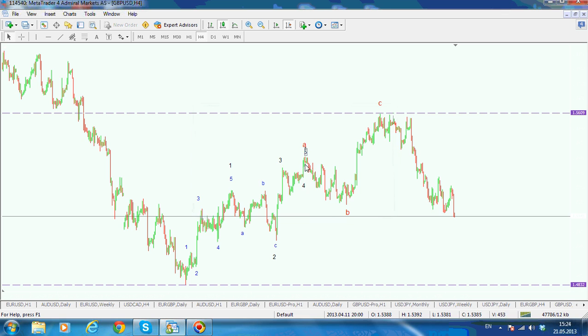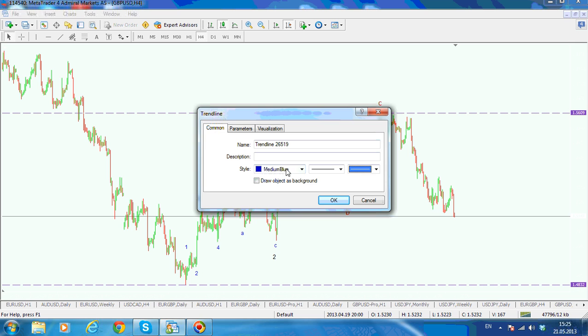This is being called a leading diagonal for wave A red, and the leading diagonal boundaries are this one. So this is the upper trend line. As you can see, it is not being pierced by the fifth wave, which is normal for leading diagonals.